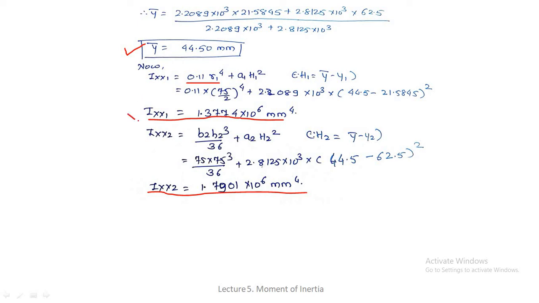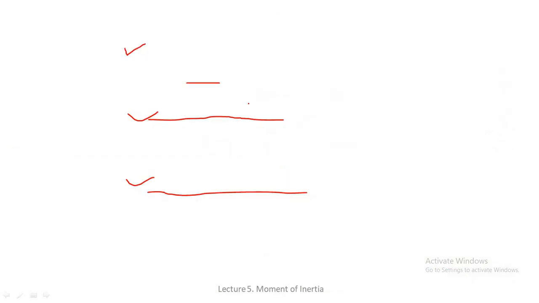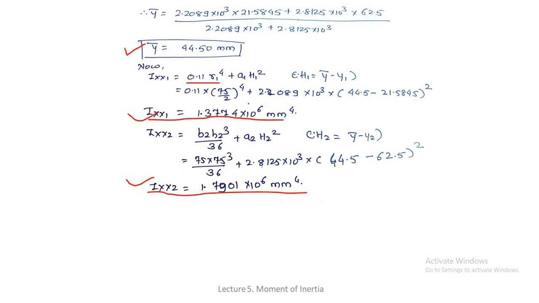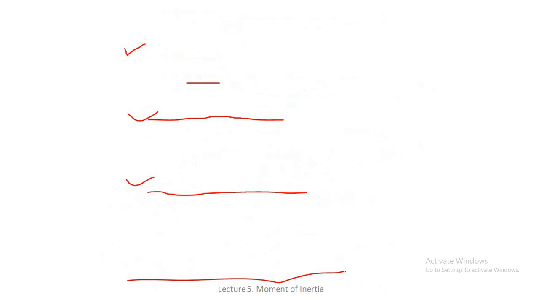Now we are done with Ixx1 and Ixx2. What is remaining? To find IAB, we need to find Ixx. Ixx is equal to Ixx1 plus Ixx2. When we add these, we get Ixx equal to 3.1675 into 10 raised to 6 mm raised to 4. Now we are toward our final step, which is to find the moment of inertia about the axis AB.